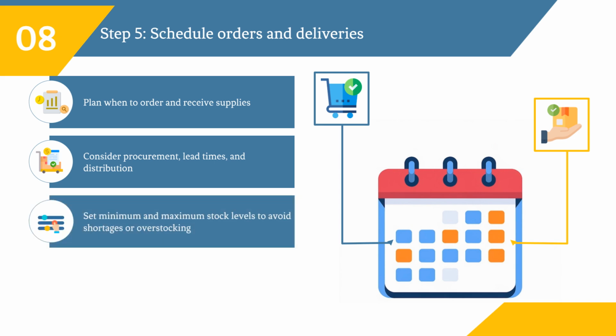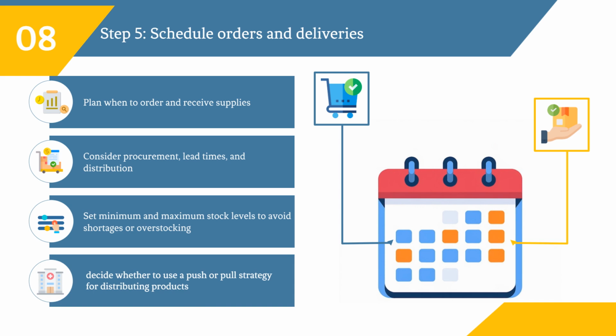Make sure to include minimum and maximum stock levels to avoid shortages or overstocking. Additionally, decide whether to use a push or pull strategy for distributing products. This will ensure that everyone involved in the supply chain knows what to expect and can plan accordingly.